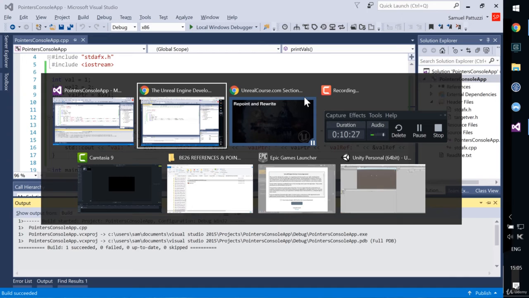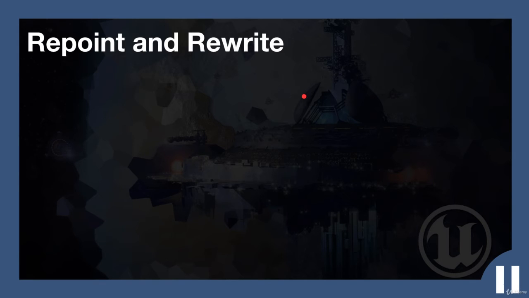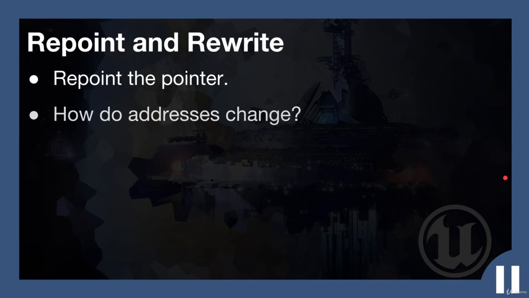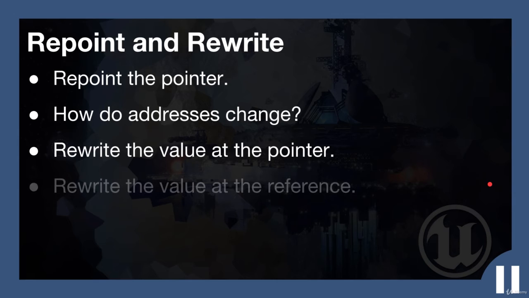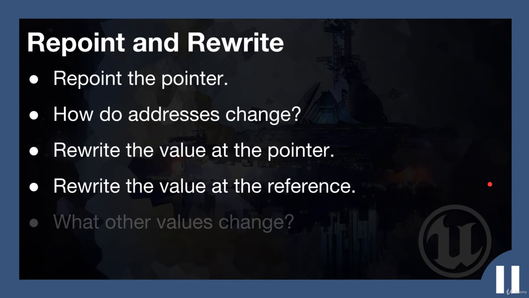So it's time for your challenge to repoint and rewrite. I want you to take the code that I've started, use that as a starting point, and we're going to try and repoint the pointer. Point that pointer to val2 instead of val1. How does that address change when you print out? Reprint stuff after having repointed, and then rewrite the value at the pointer and rewrite the value at the reference, each time printing out and seeing what other values change. Pause the video and have a go at this challenge.